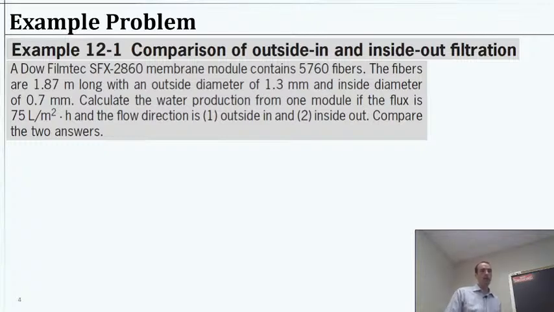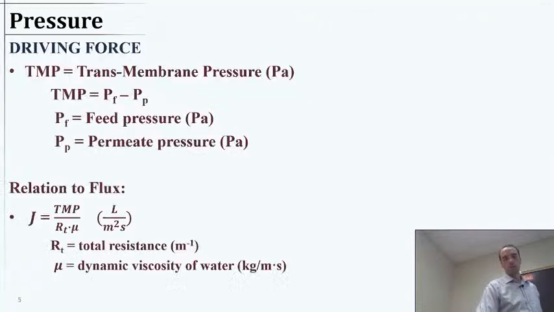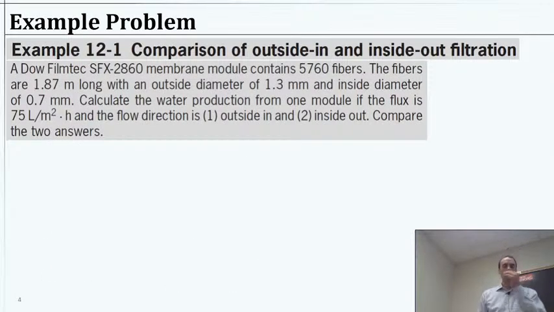We have a membrane module containing 5,760 fibers. The fibers are 1.87 meters long, with an outside diameter of 1.3 millimeters and an inside diameter of 0.7. So the task is to calculate the water production from one module if the flux is 75 liters per square meter per hour, and the direction is either 1, outside in, or 2, inside out. And it asks us to compare those answers.